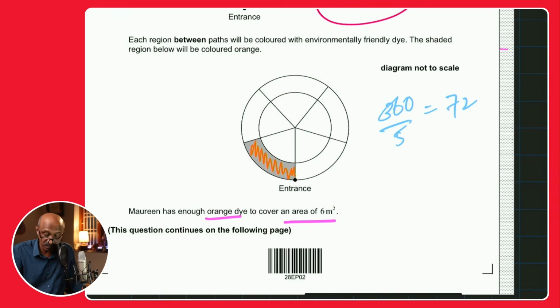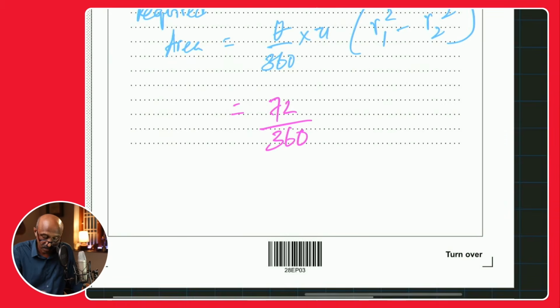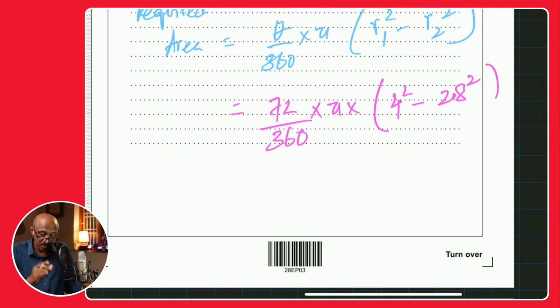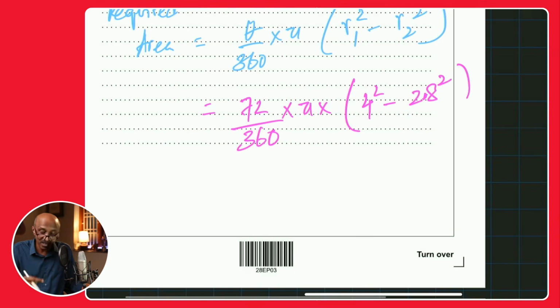You can check that on the calculator if you want to, but go ahead and write it down: 72 over 360 times pi times (4 squared minus 2.8 squared), where the outer circle radius is 4 and the inner circle radius is 2.8. Now you must show this, meaning show every value substituted. Pi you can leave like that, and I've deliberately left it there so that the rounding off error doesn't get compounded by writing 3.14. But make sure you show all the substituted values. That's something that the IB requires. Don't just put it on the calculator.